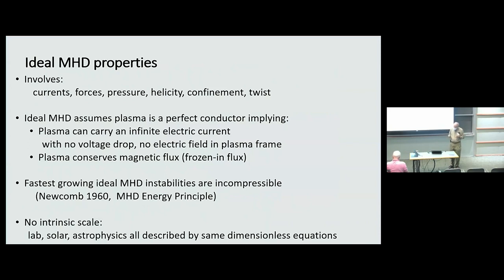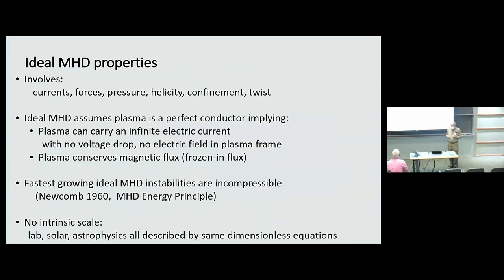And equivalently, it conserves magnetic flux, because the magnetic flux is frozen into the plasma. Because if it weren't, then you'd see a changing flux, which Faraday would say means there'd be an electric field, but you can't have that if it's a perfect conductor. Also, big complicated theories show that the fastest growing MHD instabilities are incompressible.